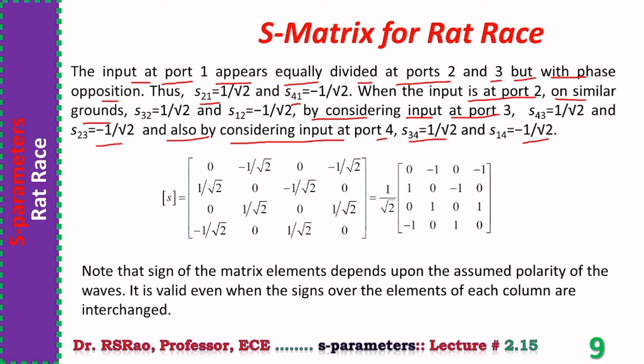After insertion, number of unknowns are no more present in the matrix. Now the matrix is 1 by root 2, 0 minus 1, 0 minus 1, 1, 0 minus 1, 0, 0, 1, 0, 1, minus 1, 0, 1, 0. Note, the sign of the matrix elements depends upon the assumed polarity of the waves. It is valid even when the signs of the elements of each column are interchanged.